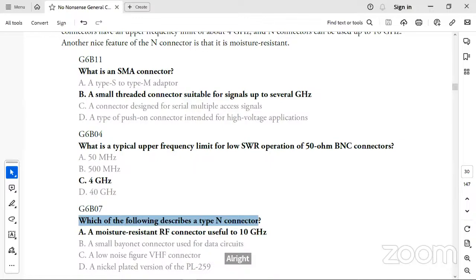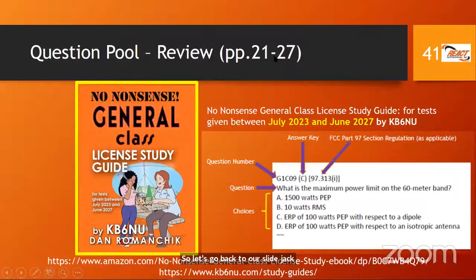So let's go back to our slide deck. Right. So those who have been following, we have dealt with pages 21 to 27 in the No Nonsense Guide.